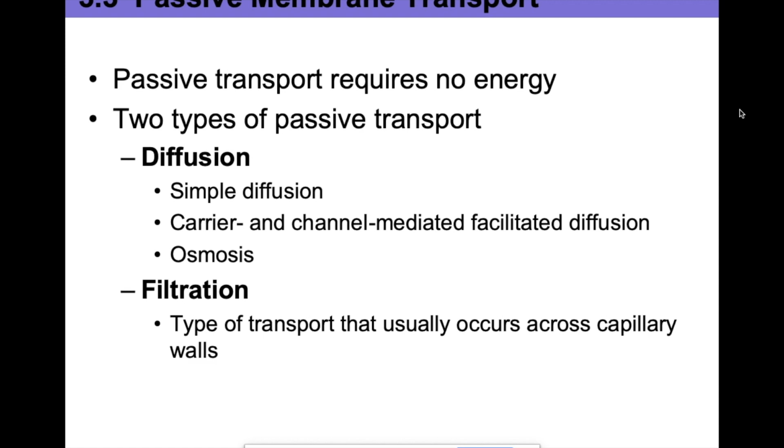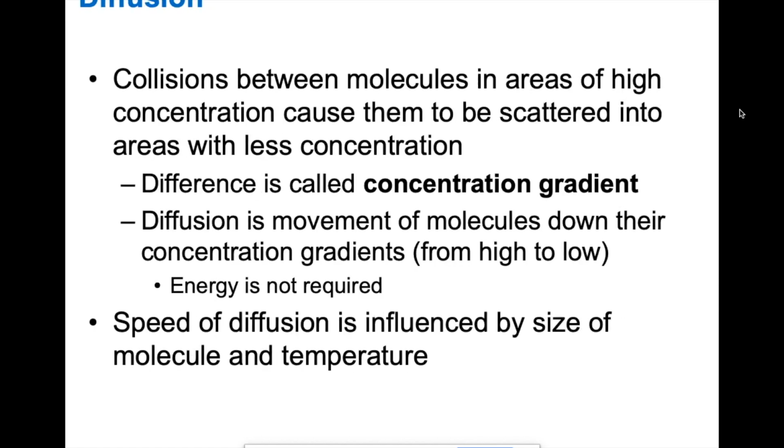And the second type is called filtration, which is a type of transport that usually occurs across capillary walls. So in diffusion, we have collisions between molecules in an area of high concentration that cause them to bounce around and be scattered away to a less concentrated area. This is easy to imagine with gases, where the molecules are moving very quickly and constantly colliding. As they bump into each other, they ricochet and bounce away from each other. That's what causes a movement from high concentration to low concentration.